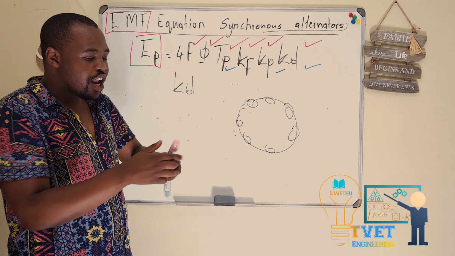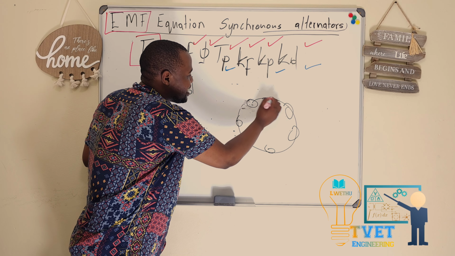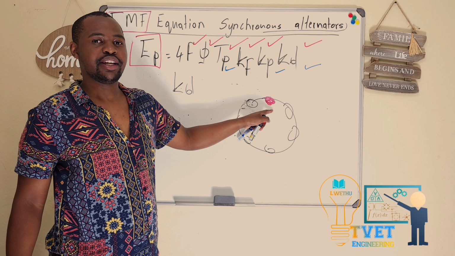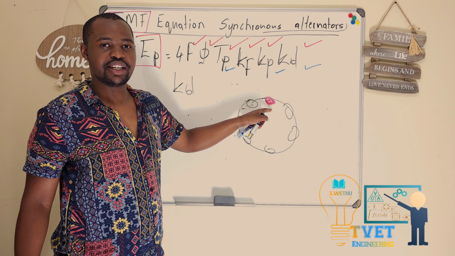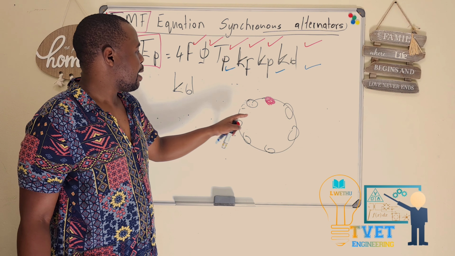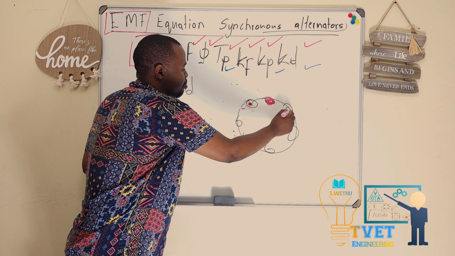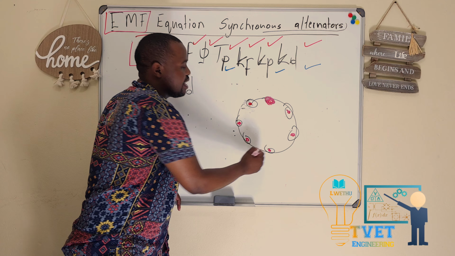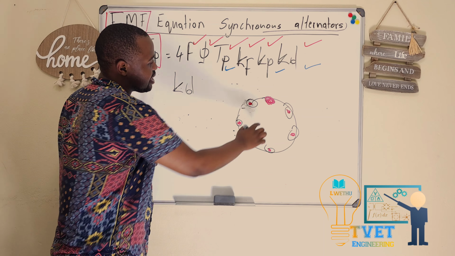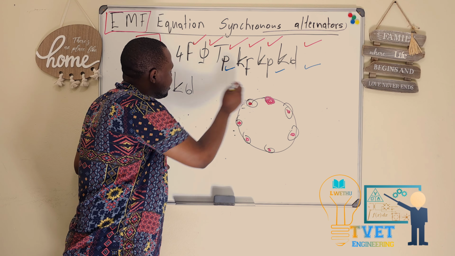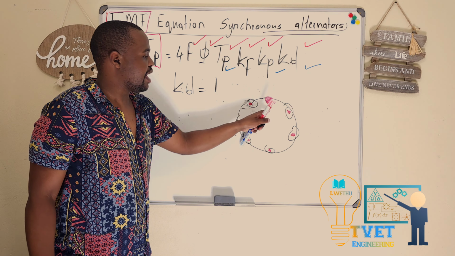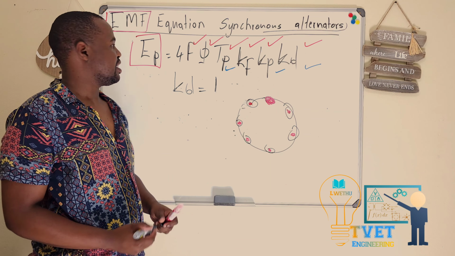So if all the conductors are concentrated in one slot, that is unevenly distributed. But if the conductors are distributed among the slots, that is evenly distributed. And when all the conductors are concentrated only in one slot, it means Kd is equal to 1. But if they are evenly distributed, you'll be given Kd.